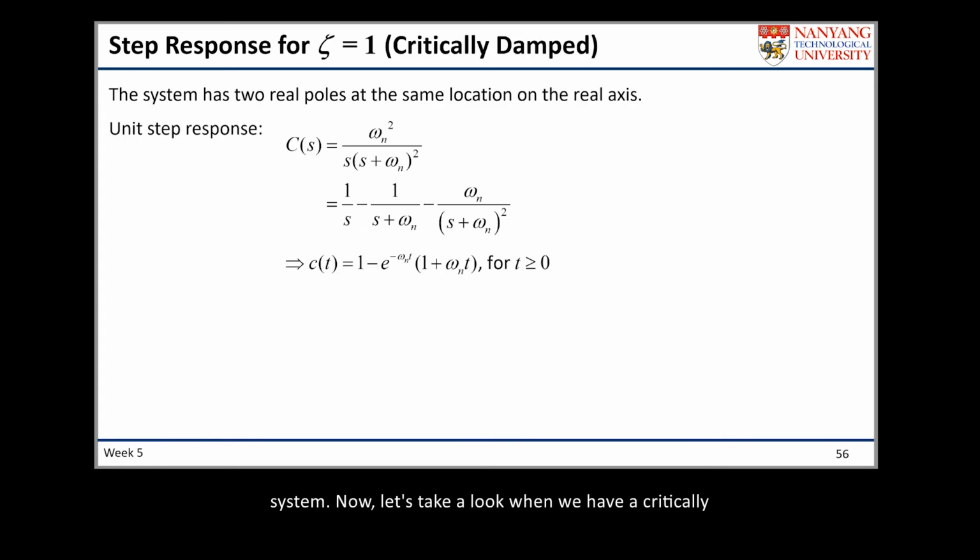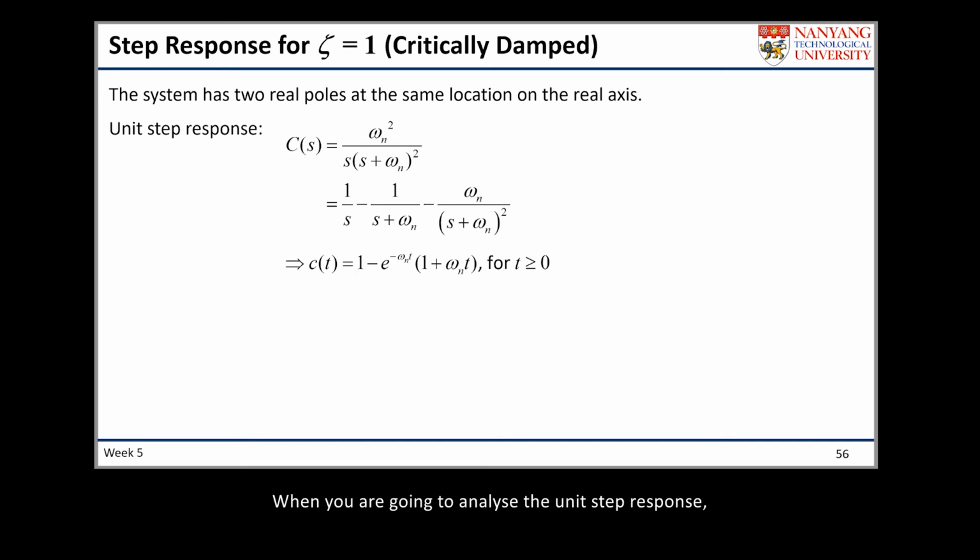Now let's take a look at when we have a critically damped system. A critically damped system is when your zeta is equal to 1. When your zeta is equal to 1, what will you have? You will have 2 identical real poles, both of which are located at the same point on the real axis, right?